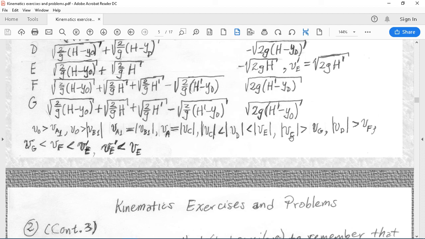We have the speed at C greater than the speed at G. We have the speed at D greater than the speed at F, with the speed at G less than the speed at F less than the speed corresponding to v prime, and we have that v prime is less than v.